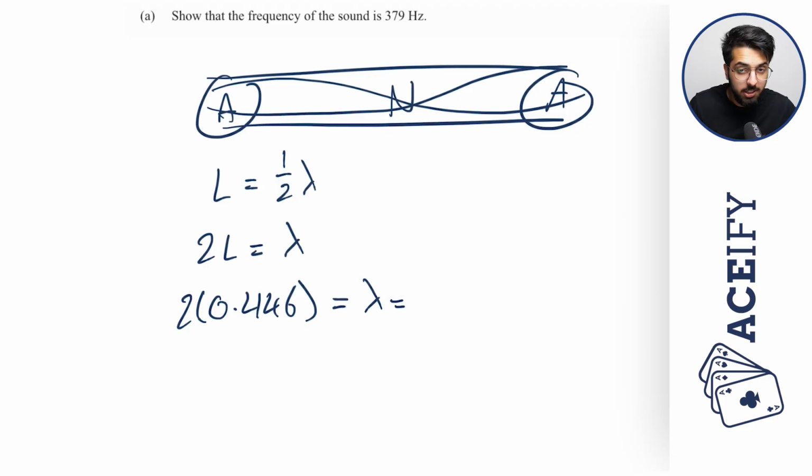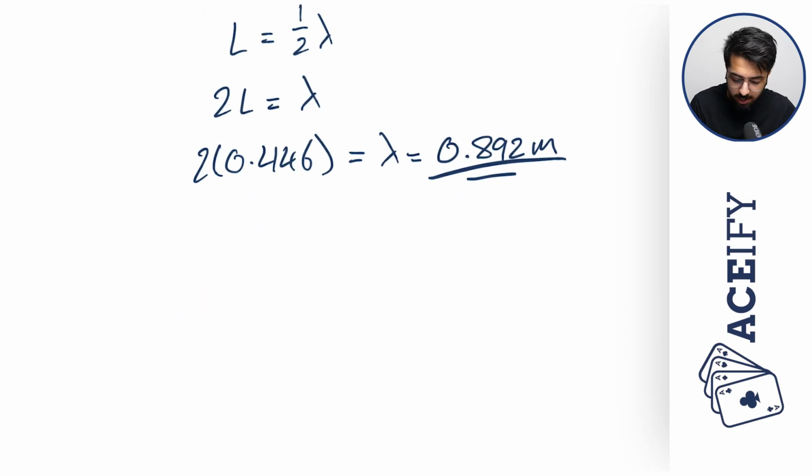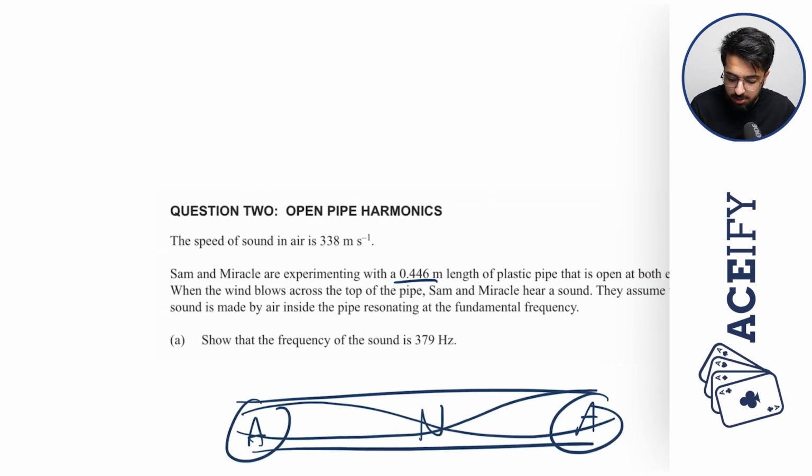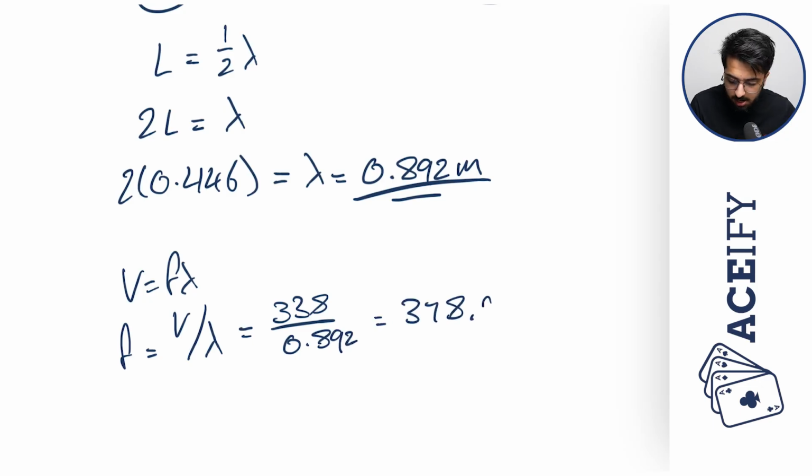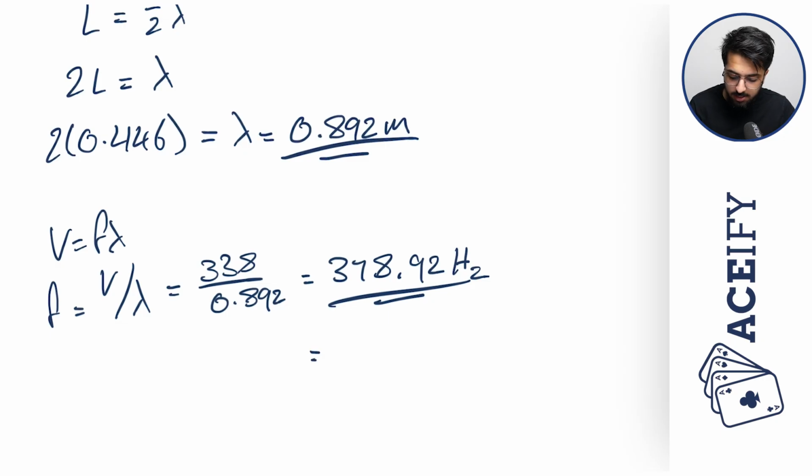And this gives a wavelength of 0.892 meters. As v is equal to f lambda, our frequency is equal to the velocity of the wave over our wavelength. We're given the velocity of the wave as 338, so that's 338 over 0.892, and this gives a frequency of 378.92 Hz. And this indeed does round to 379 Hz.